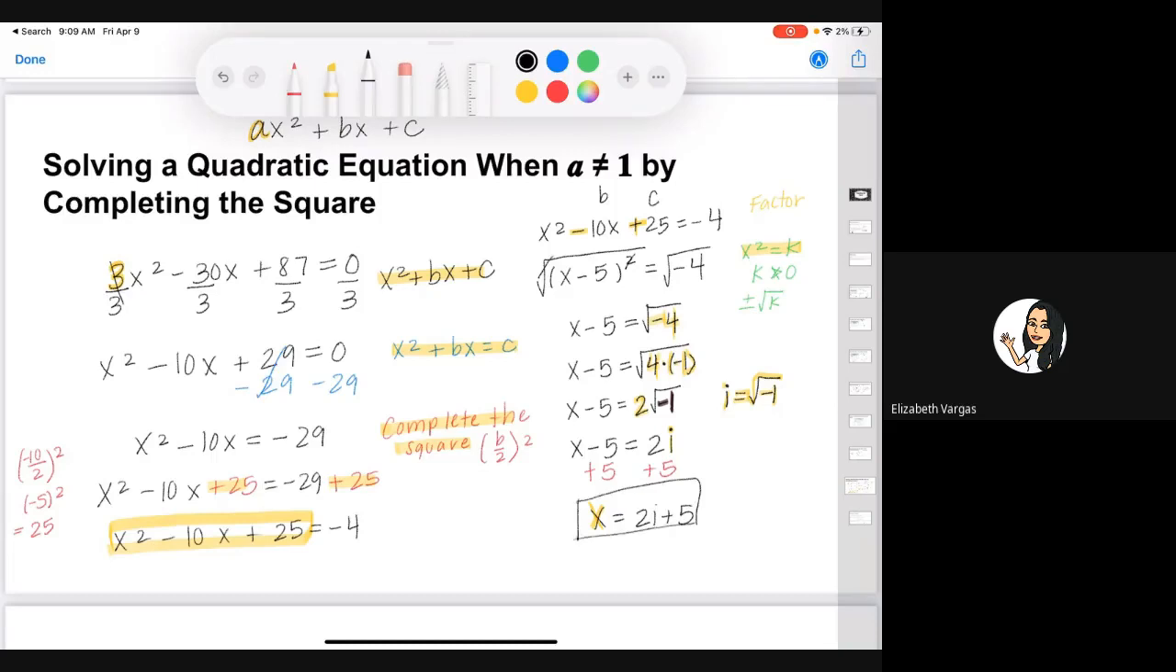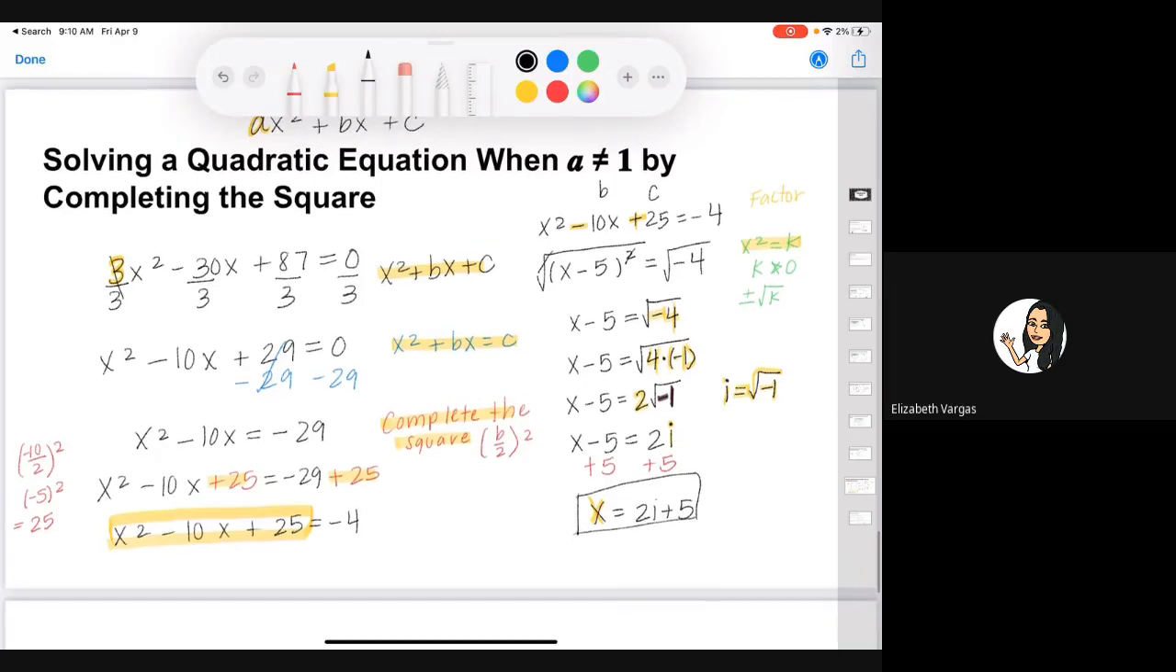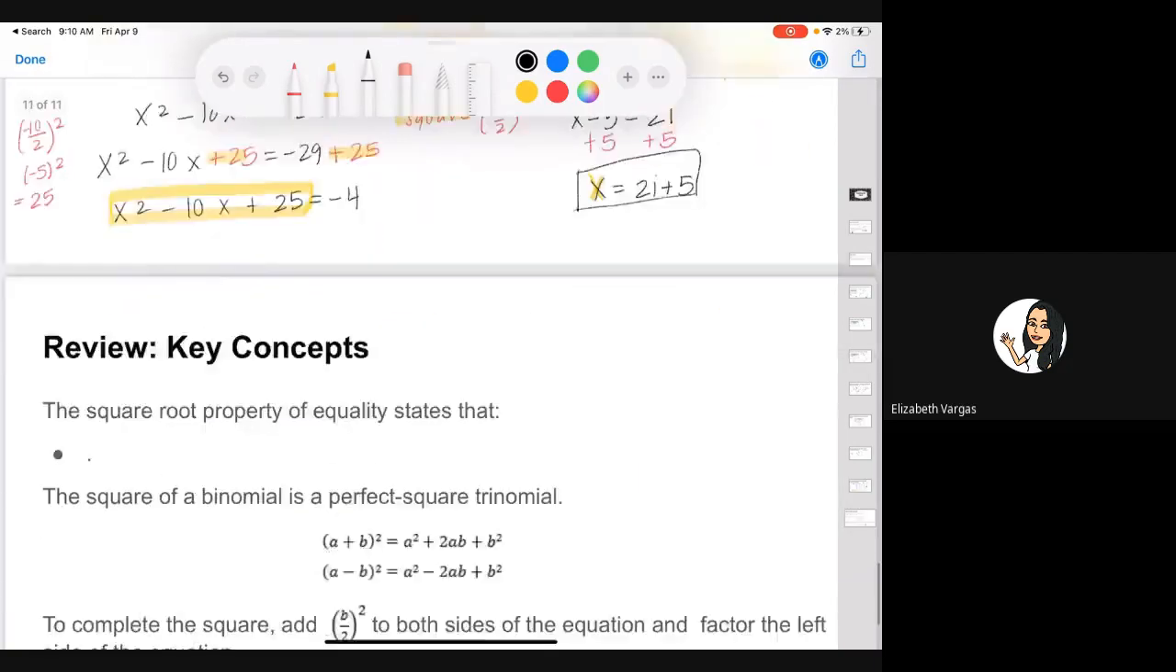Okay. Questions, concerns here? And like always, I'll list out these different steps for you so you can use them on your own when you're practicing. I know there's a lot of steps, so I'll number them so you can see it a little clearer. Okay?